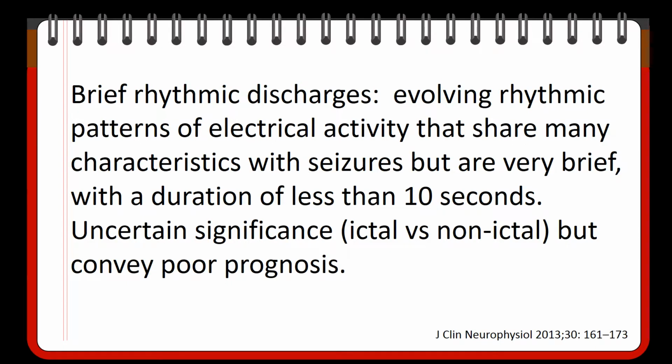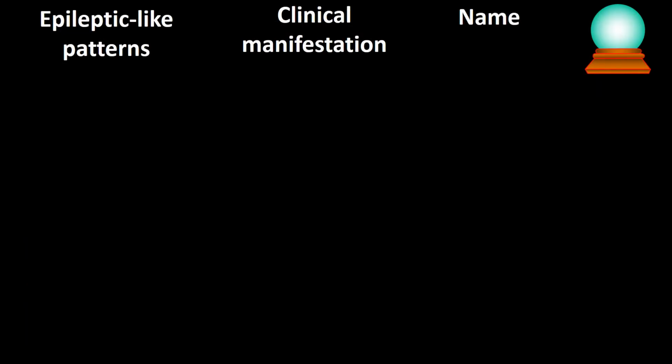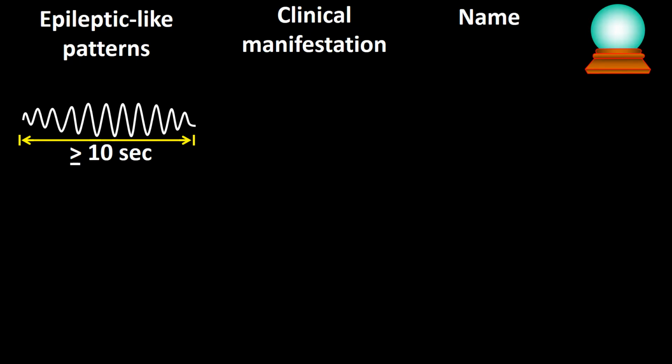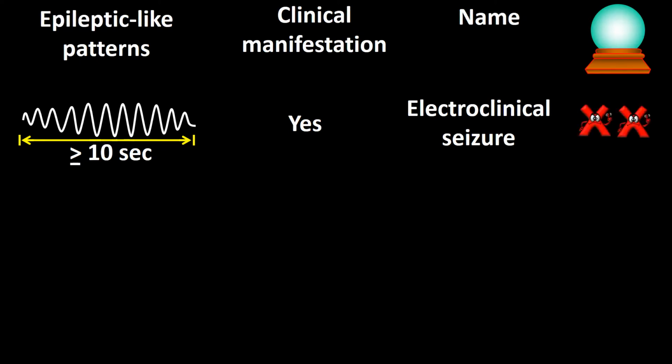Other epileptic-like patterns resemble this activity. I will address them in the next few frames. Epileptic-like patterns in conjunction with clinical manifestations are often given a name and have prognostic implications. Rhythmic activity with characteristics of ictal activity lasting 10 seconds or more, in conjunction with clinical manifestations of the type usually seen in convulsions and neonatal seizures, are called electroclinical seizures. And in general, in the absence of immediately treatable conditions, they have a poor prognosis.